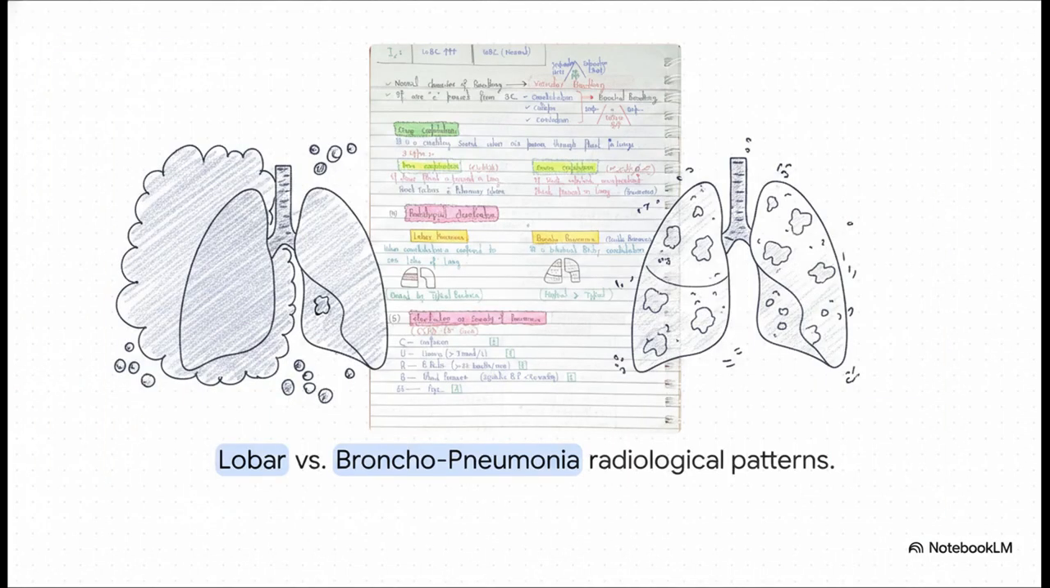Then, of course, we have the radiological lens. In lobar pneumonia, that consolidation we were just talking about is strictly confined to one single lobe of the lung. This focused, solid block of fluid is usually caused by typical bacteria. Now, contrast that with bronchopneumonia, which presents as this bilateral, patchy consolidation just scattered across multiple areas of both lungs. That scattered, patchy look, that is heavily associated with those sneaky atypical bacteria we just mentioned.